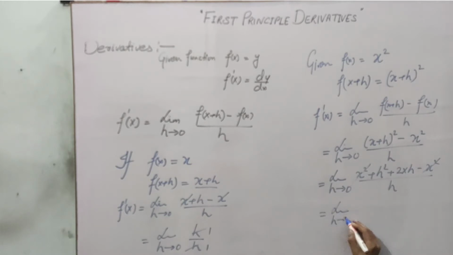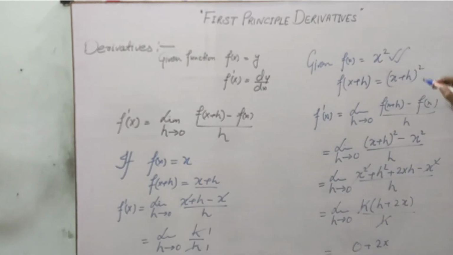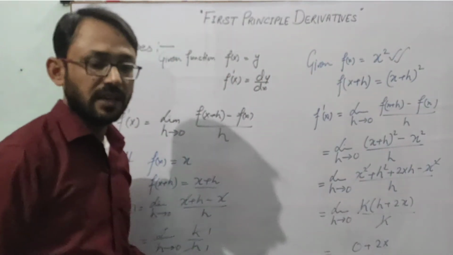Limit of h tends to 0. I'm taking h common: h(h + 2x) whole upon h. Now h is 0, so 0 + 2x. So it will be 2x. So what we are finding is that the derivative of x square is 2x.